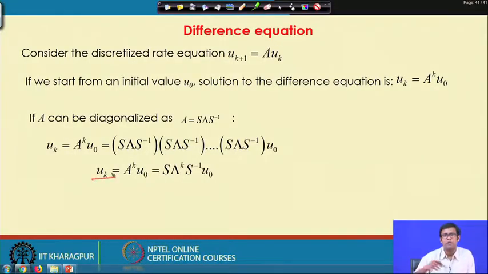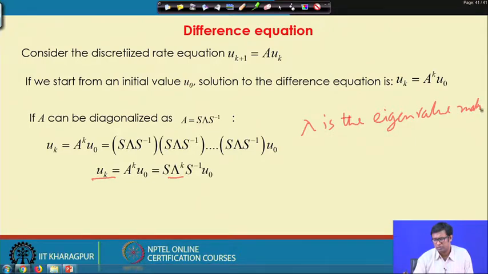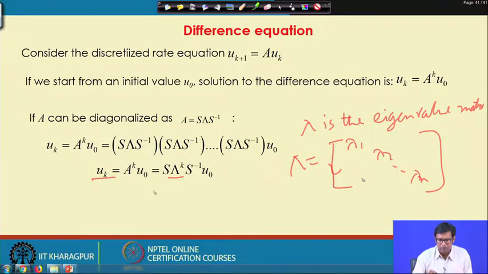So, u k will asymptotically approach 0. What will be the value of u k, will it blow up to an infinitely large value or will it come to a very small value? That will depend on the eigenvalues. Lambda is the eigenvalue matrix, with lambda 1 to lambda n. It will depend on the eigenvalues what will happen to u k after k number of steps over u 0.